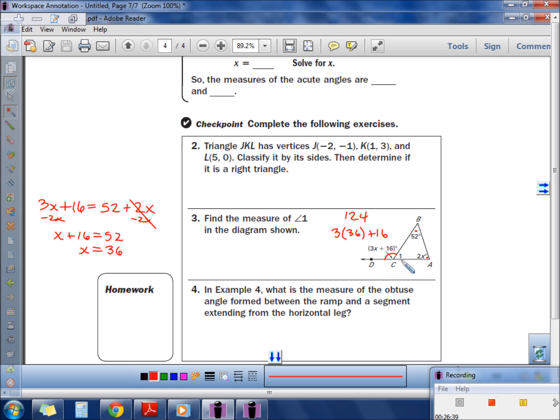How do I use that to find angle 1? 180 minus 124 gives me angle 1. Measure of angle 1 is how big? 56. That's the efficient way.